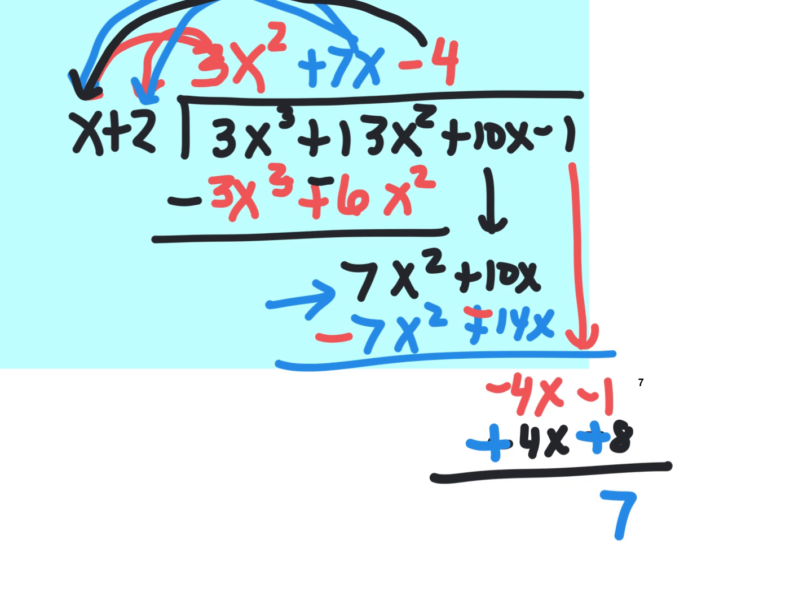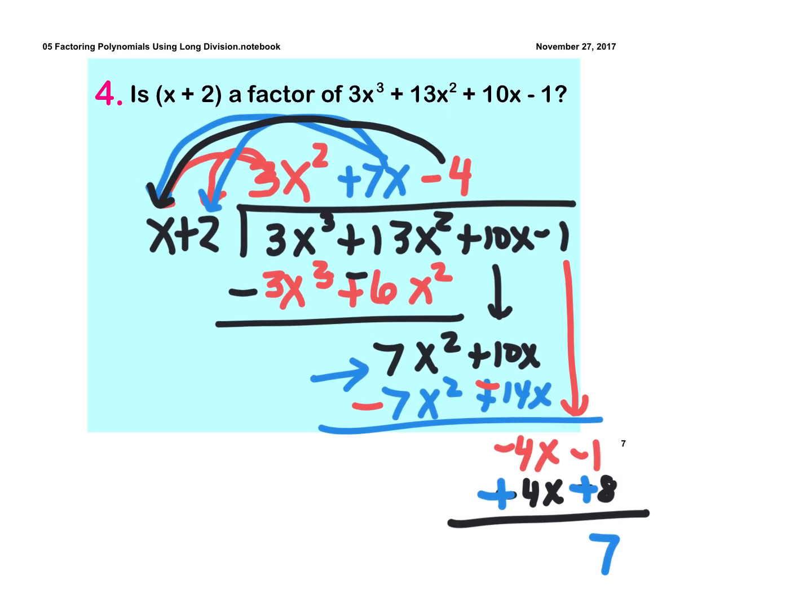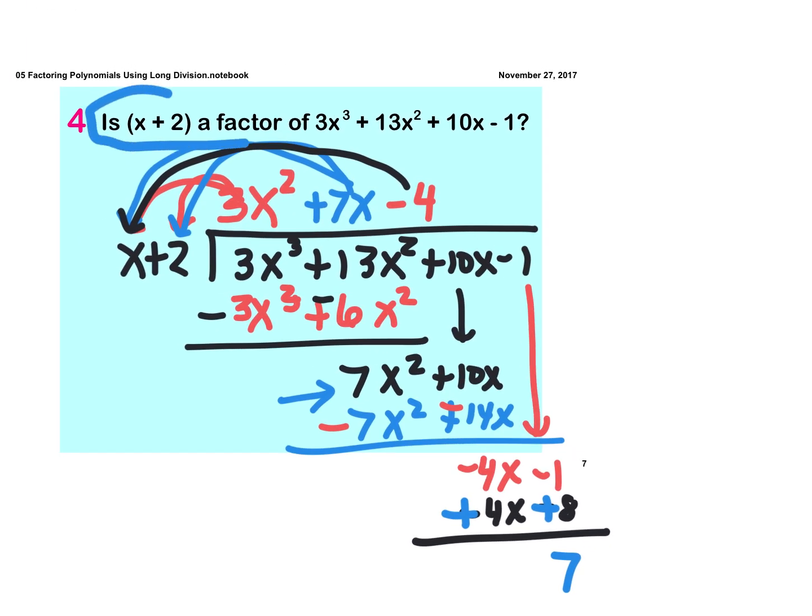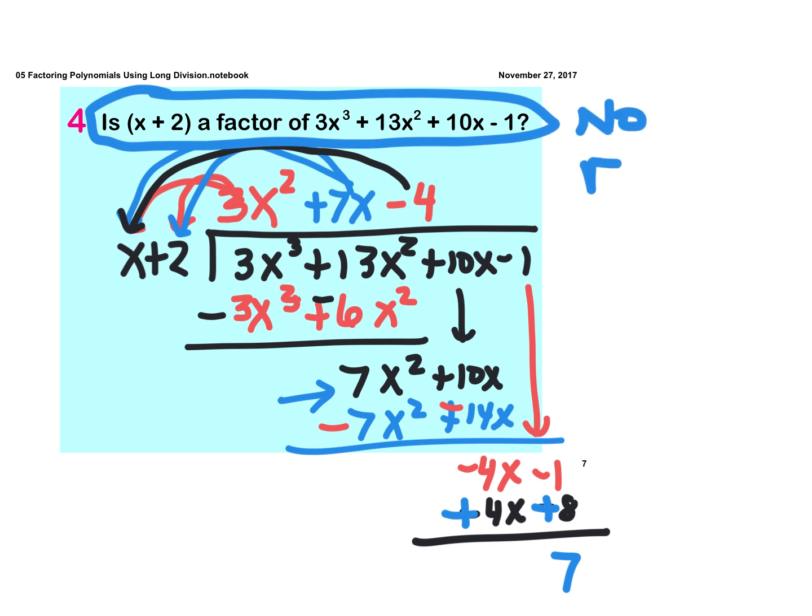So what I'd be looking for on the test is, is this a factor of that? No. Remainder was 7.